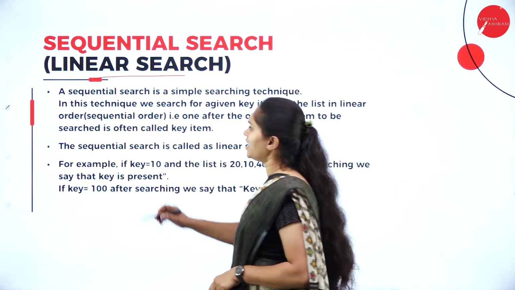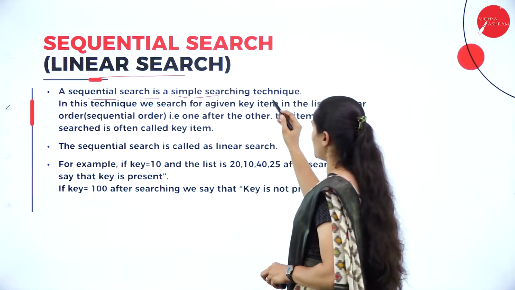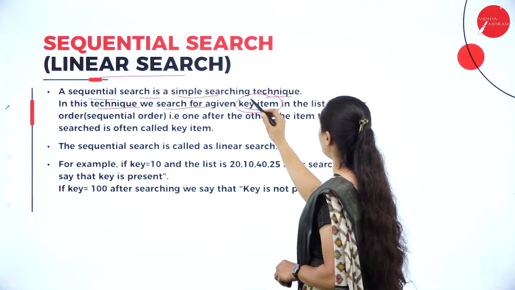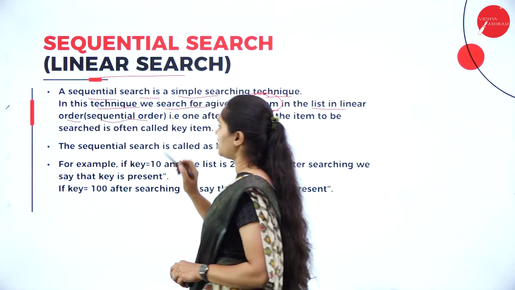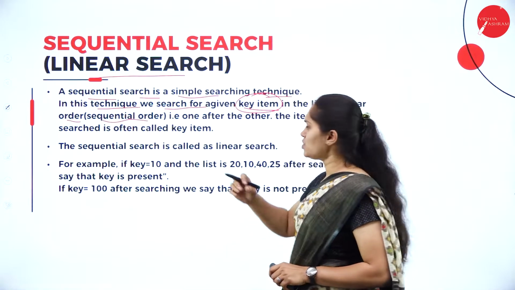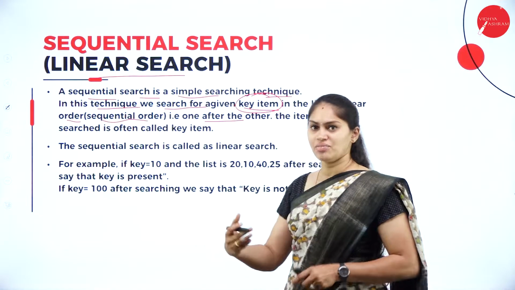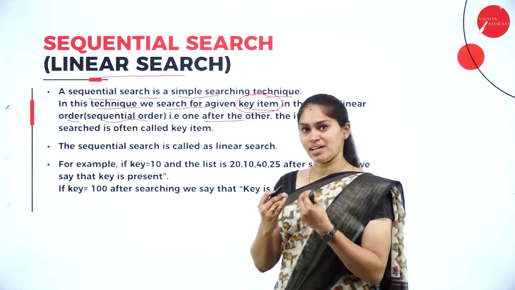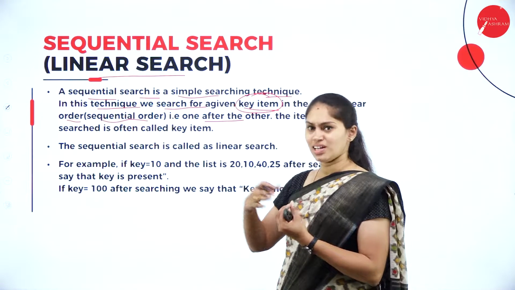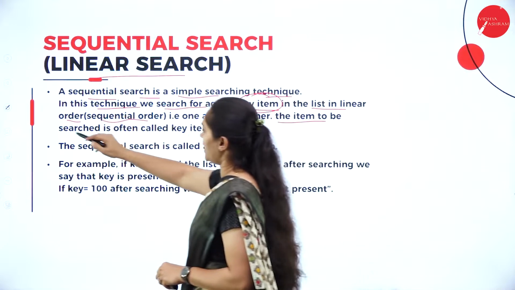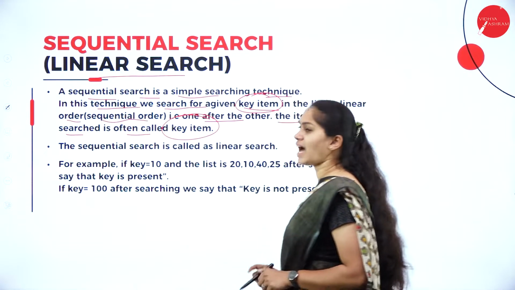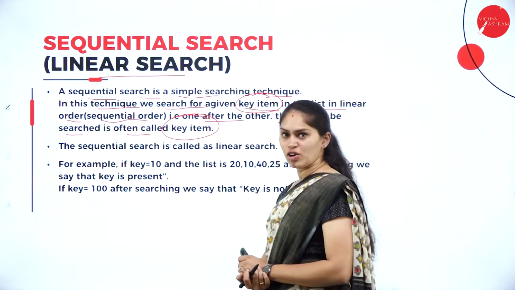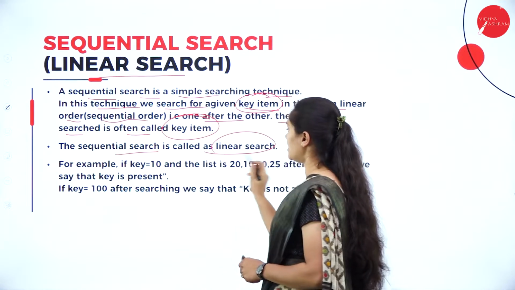Here you can see that a sequential search is a simple searching technique. Why? Because in this technique we search for a given key item in the list in a linear order, that is, in sequential order. That means one after another we are searching one element. If it matches my key element, then I can say the element is found. If not, then I will go with the next element. The item we search for is often called a key item. The item which we are searching for will be considered the key item. And we also call this sequential search a linear search.